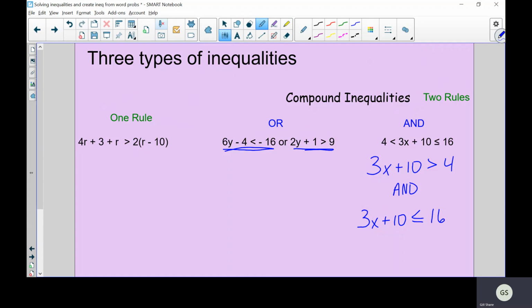But we can write this like this, so you won't always see the word and. Sometimes they'll give you the word and, but sometimes they won't. So just know that if you see two symbols, even if the word and is not in there, that's still a compound inequality, and it's also an and inequality if you don't see the word and.